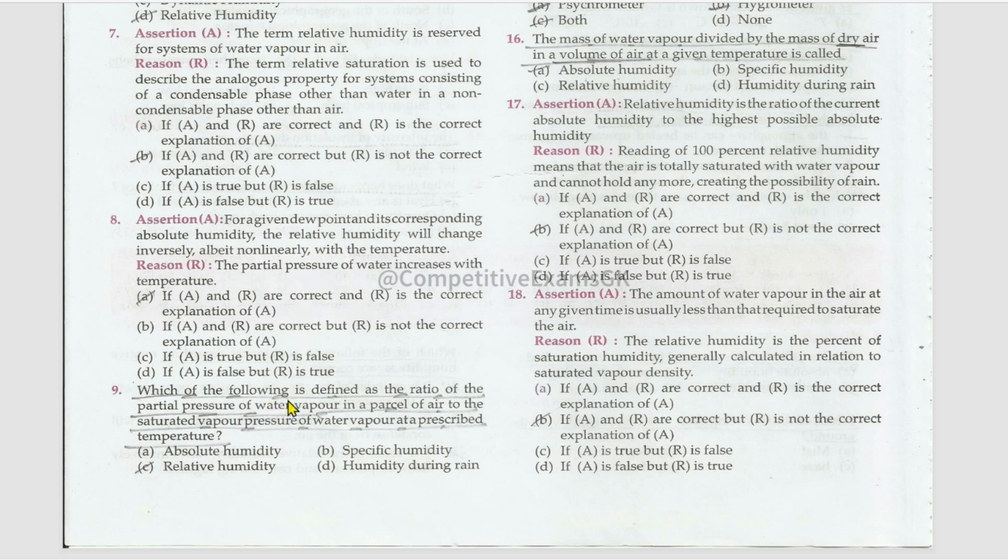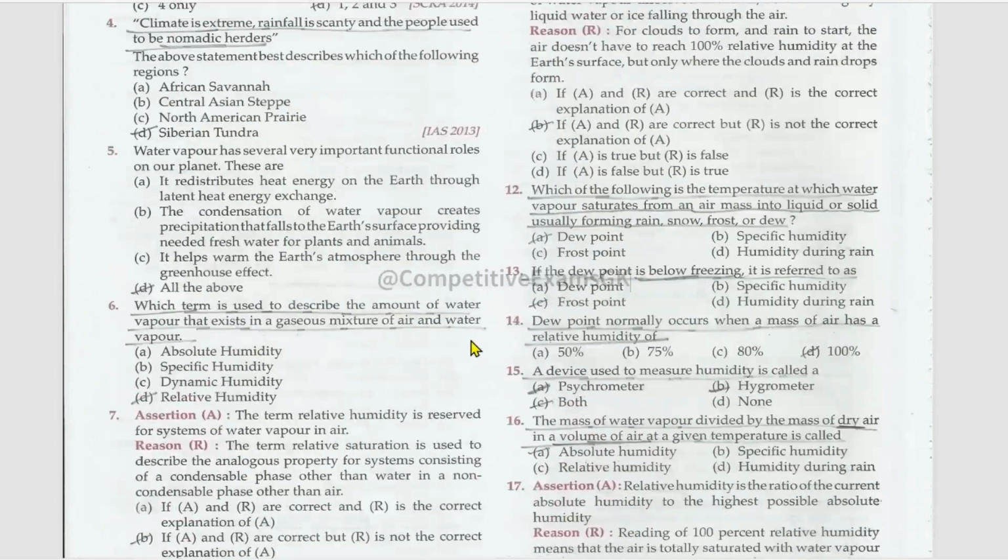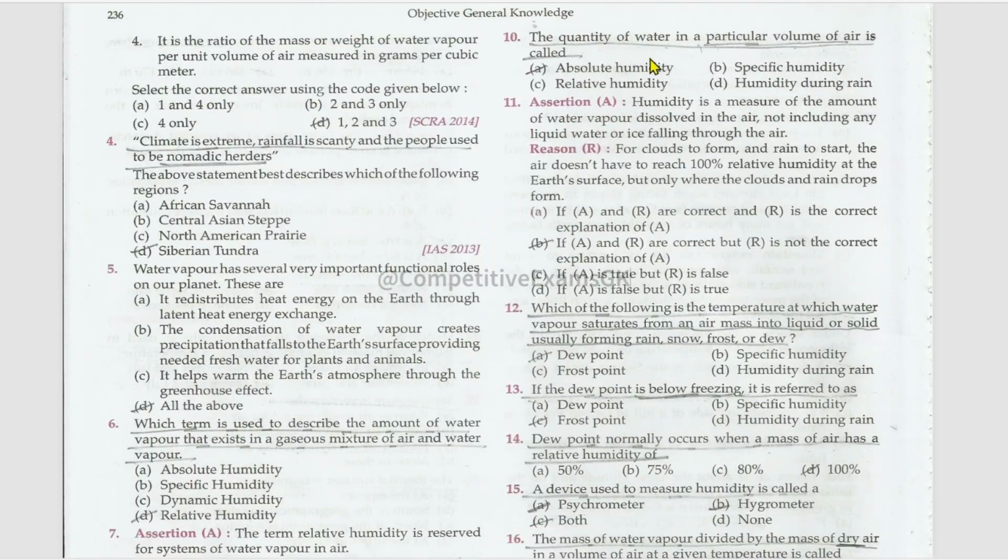Which of the following is defined as the ratio of partial pressure of water vapor in a parcel of air to the saturated vapor pressure of water vapor at a prescribed temperature? That is relative humidity. The quantity of water in a particular volume of air is called absolute humidity.